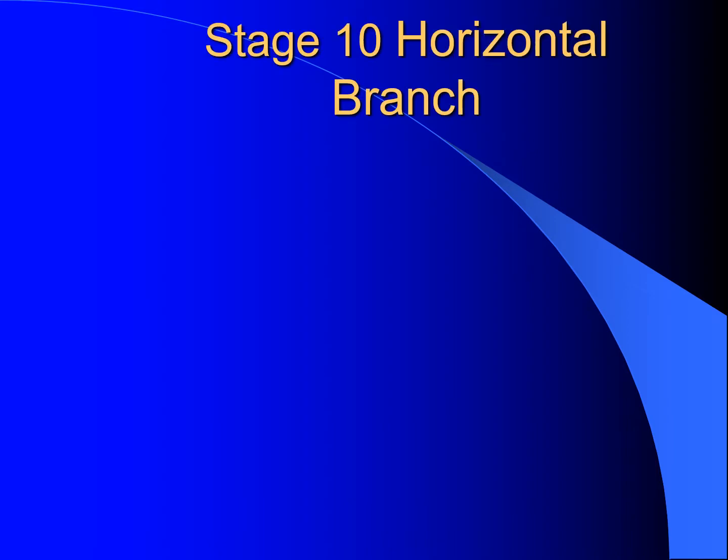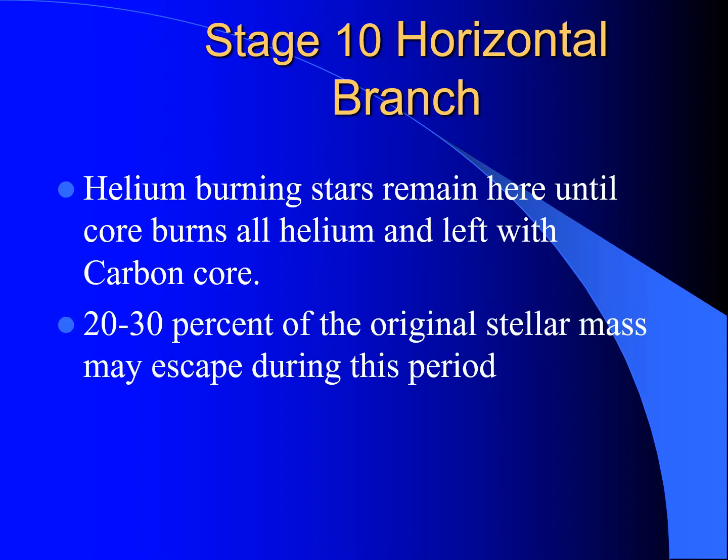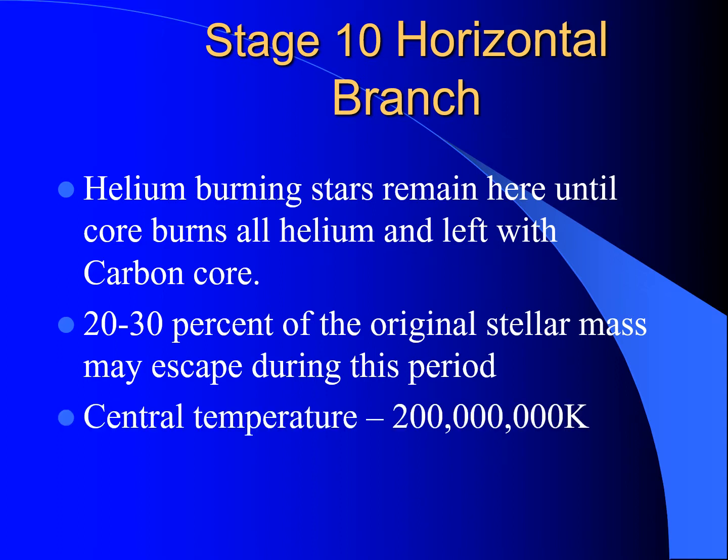Okay, once the gravity and pressure are in hydrostatic equilibrium, the star moves to the horizontal branch. This is slightly above the main sequence. 20 to 30% of the original stellar mass may escape during this period. The helium will actually burn in the core and be converted to carbon and again oxygen. Eventually, though, what's going to happen is that the carbon core is going to be all that's left. The central temperature at this point reaches about 200 million Kelvin.